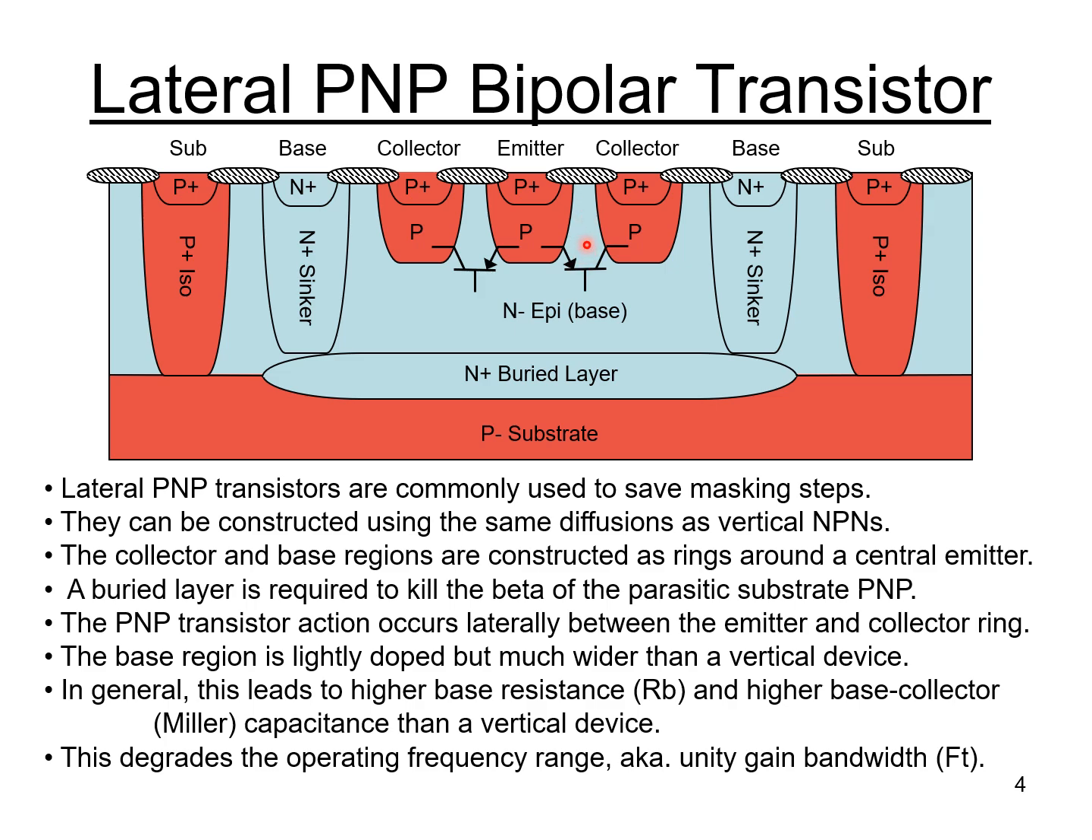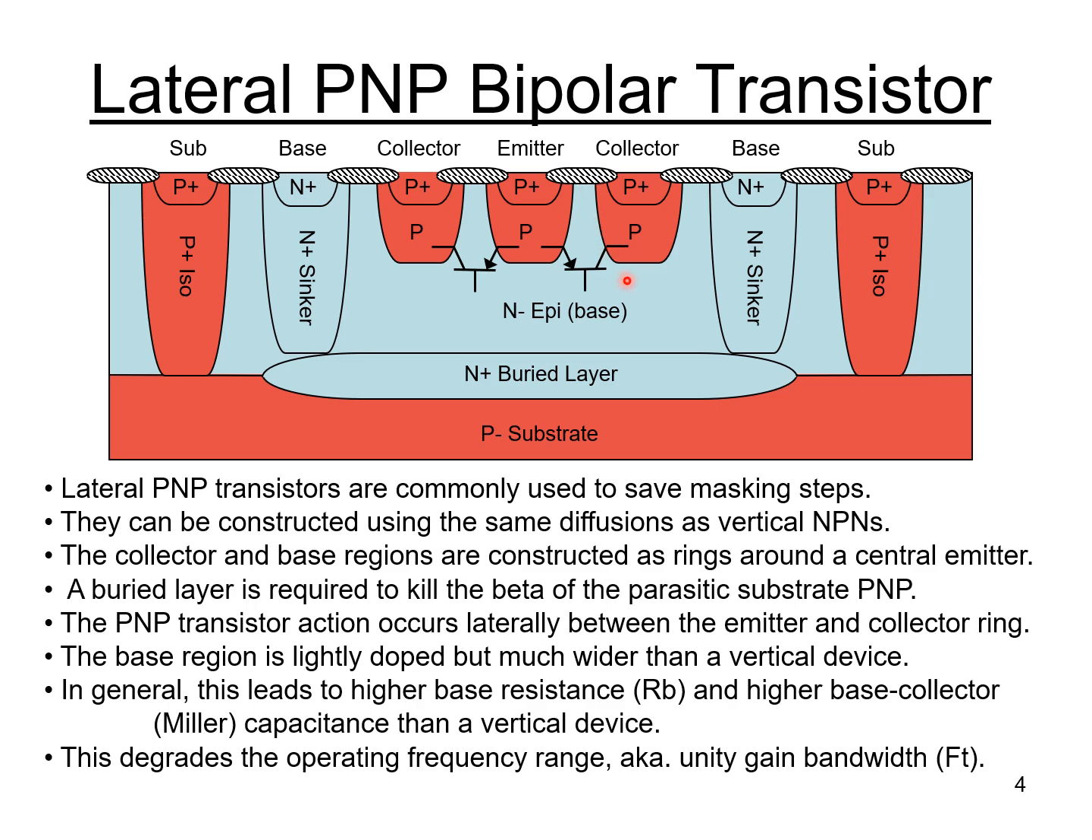However, that dimension is going to be much wider than in a vertical device, because it's difficult to get very small lateral dimensions as compared to vertical dimensions. So this generally leads to higher base resistance, the term RB, and a higher base collector capacitance than vertical devices. You get a lot of base collector capacitance because there's considerably more area of base collector junction than you have in a vertical device.